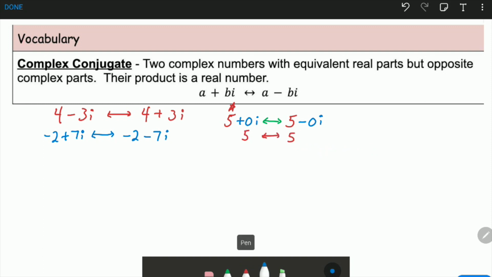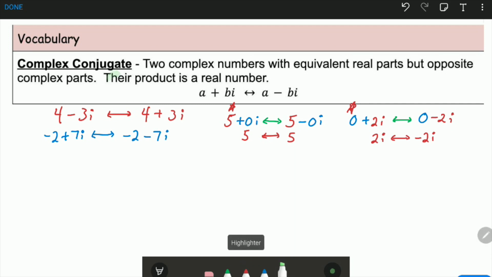Now, the one that's not pointless to talk about is probably the other special case where we have 2i, for example. As a complex number, 2i would be written as 0 plus 2i. Therefore, the complex conjugate of it would be 0 minus 2i. So if it's just the imaginary part that we have, the conjugate would just be changing the sign. So those are all examples of complex conjugates, as well as the two kind of funny cases where you only have the one term.